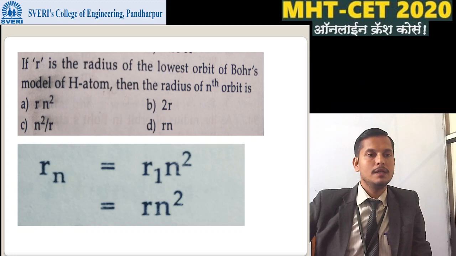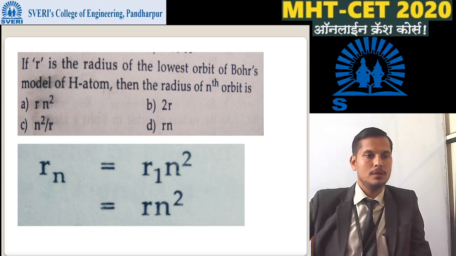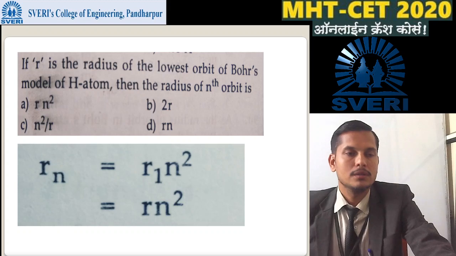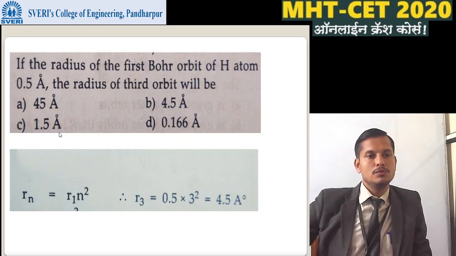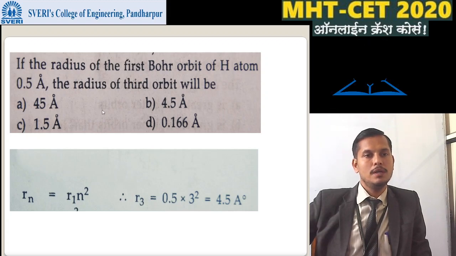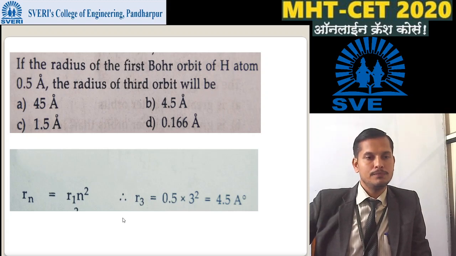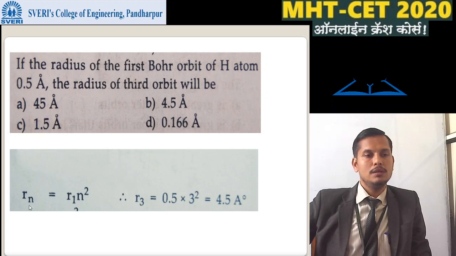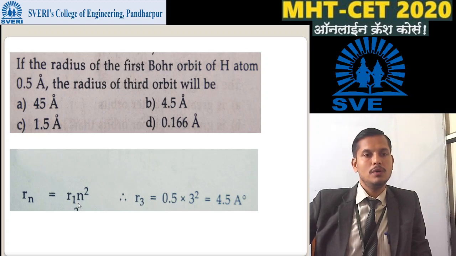So simply we can get the answer as Rn square. So the answer is Rn square. Next we can use the same equation. If the radius of the first Bohr orbit of H atom is 0.5 angstrom, the radius of the third orbit will be, so for third orbit, Rn is equal to R1 n square. So R3, that is third orbit, we can write the value as the radius is 0.5 angstrom. So 0.5 into 3 square, we can get 4.5 angstrom, which is the answer.